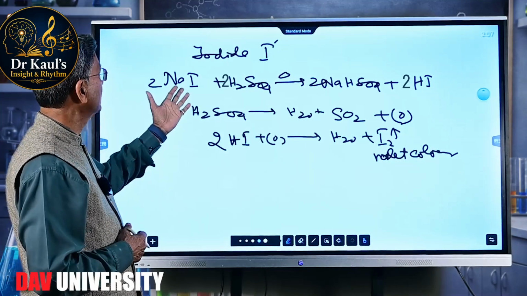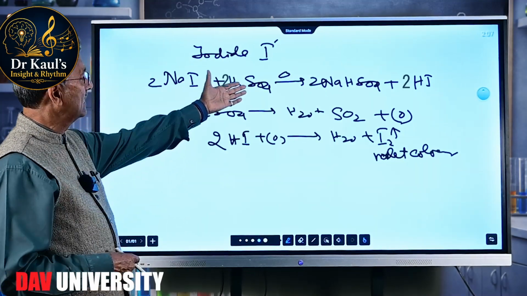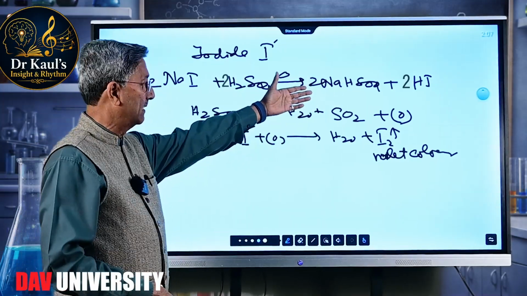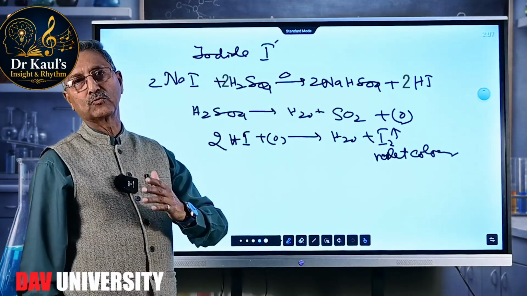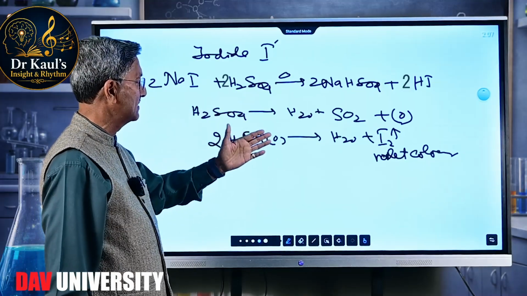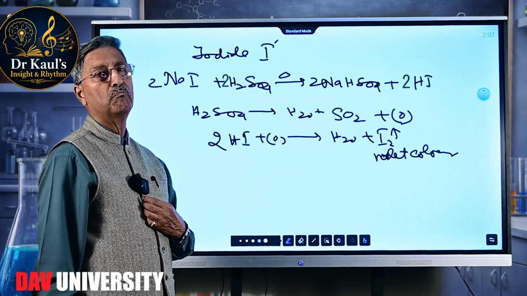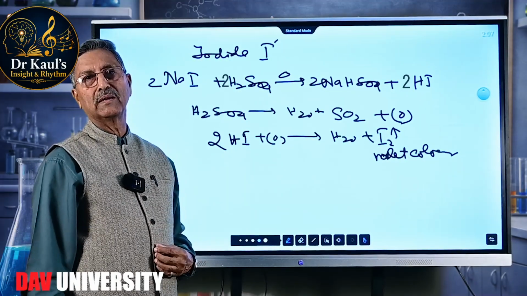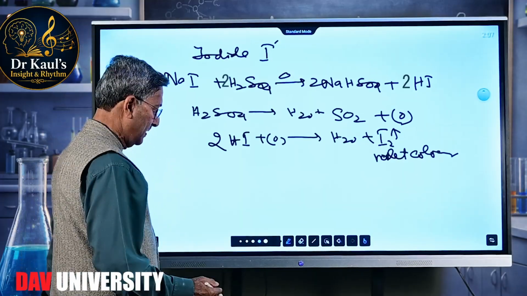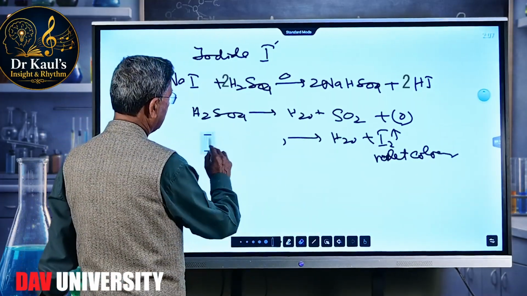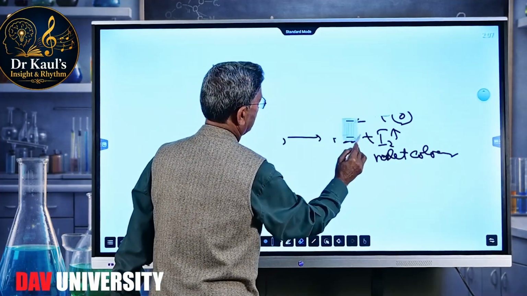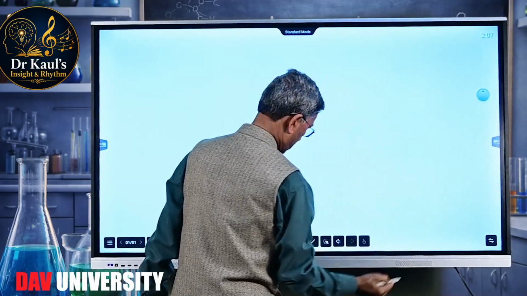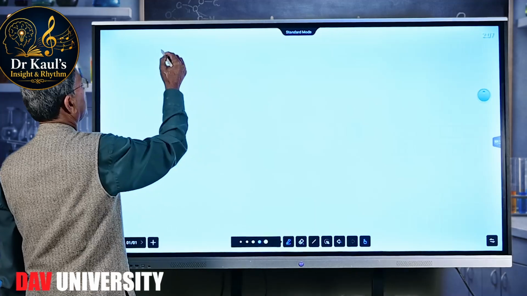So our observation is that if we get violet colored vapors in the concentrated H₂SO₄ test, and those violet vapors turn moist starch paper blue or blackish blue, then it is iodide. So these were the 3 halogens, halide ions. After this, we come over to nitrate.